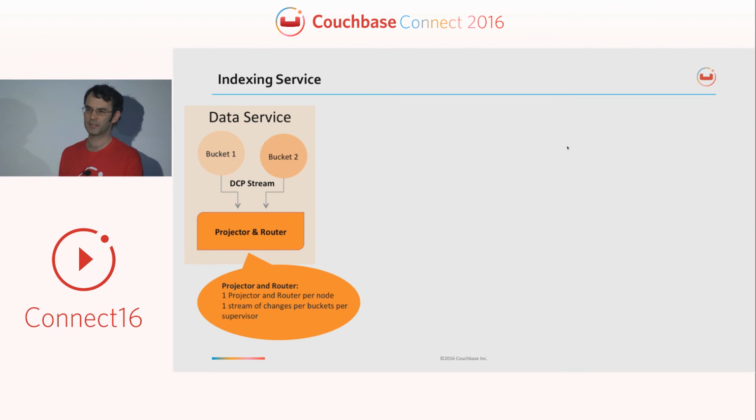We have 2 buckets in this example, and I have a DCP stream, which is streaming the changes to this bucket to the indexing service. The first component is a projector and a router, which is co-located on the data service. The role of the projector and the router is to try and answer the question, is this mutation relevant to the indexes that exist?